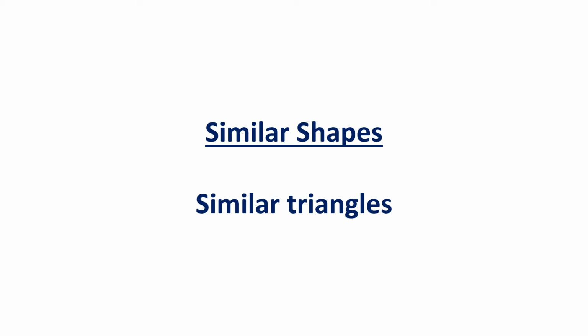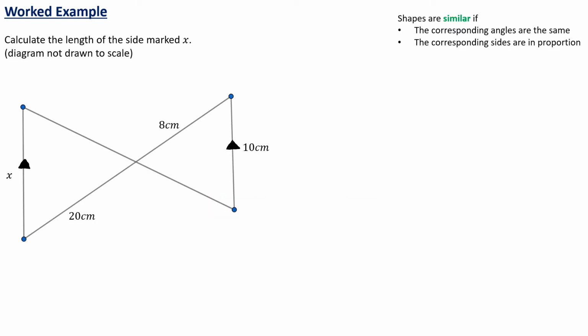In this video, we're going to have a look at similar shapes. In particular, we're going to have a look at similar triangles. At the top right here, you can see our definition of what similar shapes are. This was taken from the previous video. Shapes are similar if the corresponding angles are the same and the corresponding sides are in proportion.